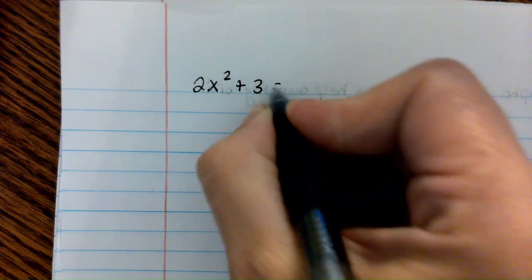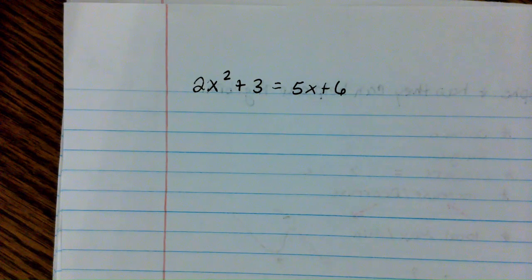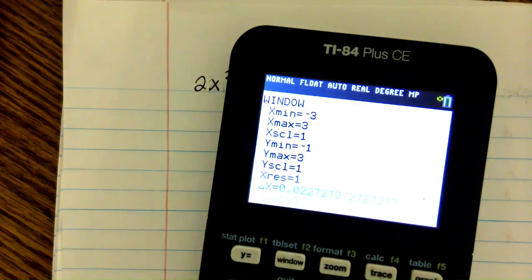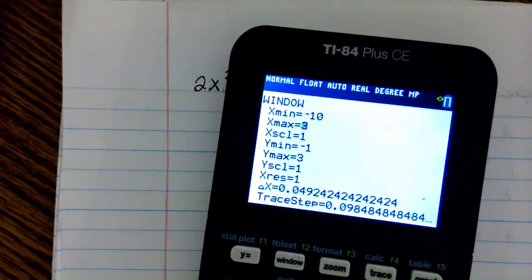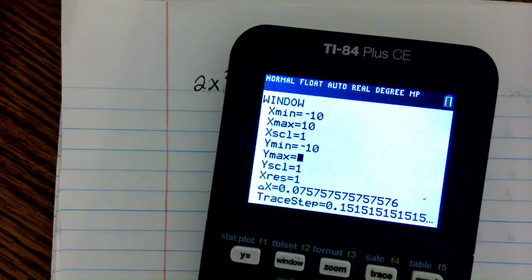Okay, so 2x squared plus 3 equals 5x plus 6. There are 2 ways we can do this. I do not like option 1, but we will do option 1. First of all, I'm going to reset my window. My favorite window is left 10, right 10, numbered by ones. Up 10, down 10, also numbered by ones.